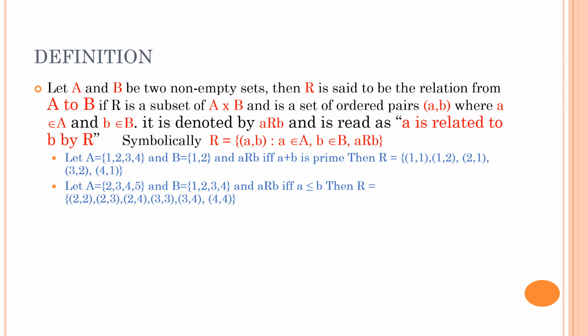Let's see another example. Let A be the set {2, 3, 4, 5} and B be the set {1, 2, 3, 4}, and we have defined the relation as a is less than or equal to b.